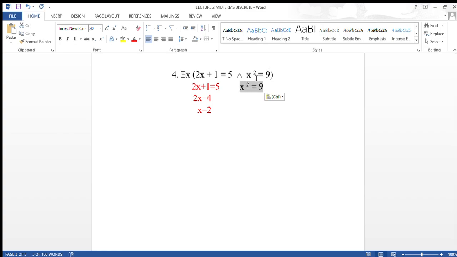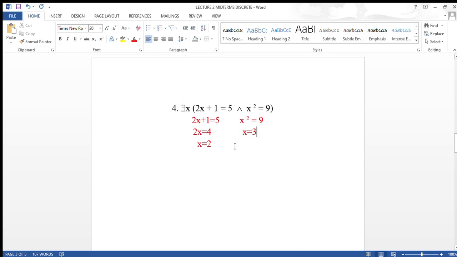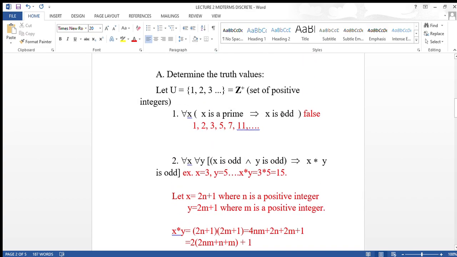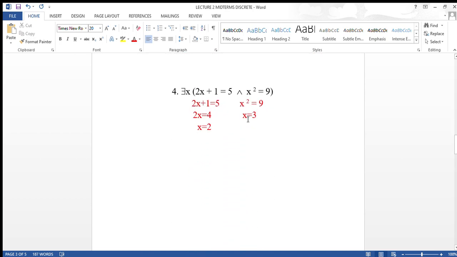For x squared equals 9, using our algebra, of course, if we extract the square root of both sides of the equation, we get x is equal to 3. But we know from algebra that when we extract the square root, we get two possible values, plus and minus. But we don't use the negative value. Why? Remember that whenever we get a value of the variable, it must come from the universe of discourse, which is the set of positive integers. And if you consider minus 3 here, it will not belong to the universe of discourse because minus 3 is not a positive integer.